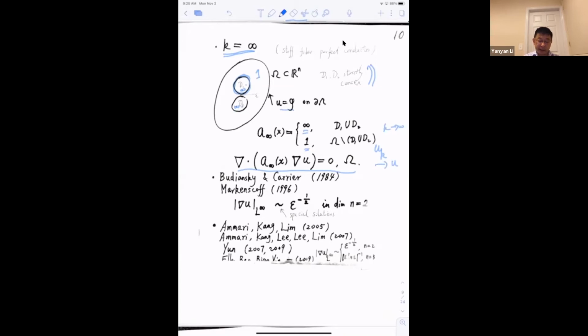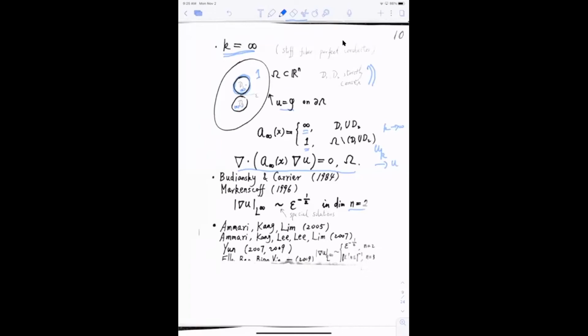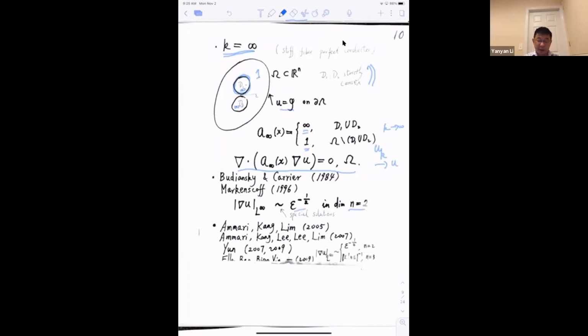There are some references that are more from the engineering direction. One of them is a book, perhaps this one, and this one is a paper. There they produced special solutions. In the case n equal to 2, they produce solutions where the rate is like this. When epsilon goes to 0, the gradient of u will be like this.